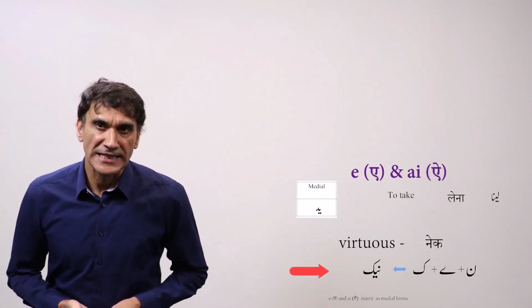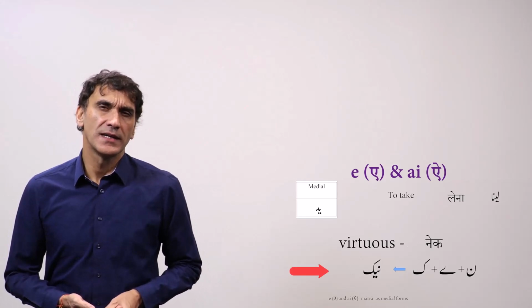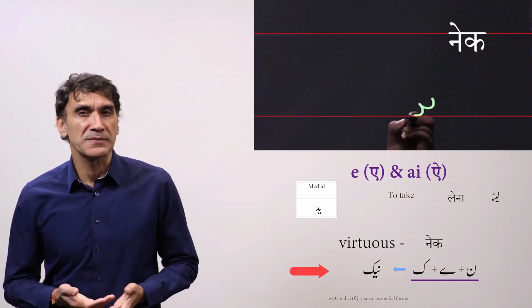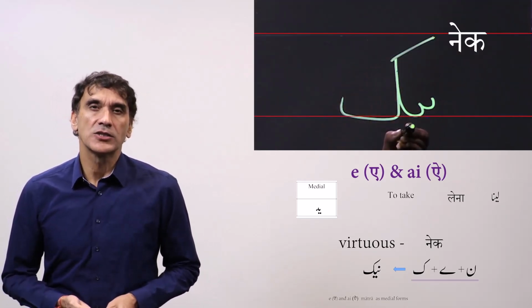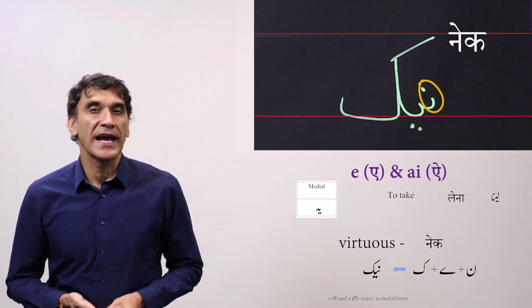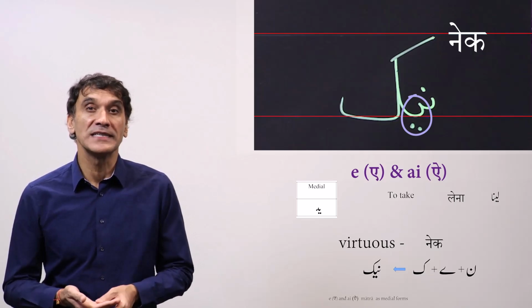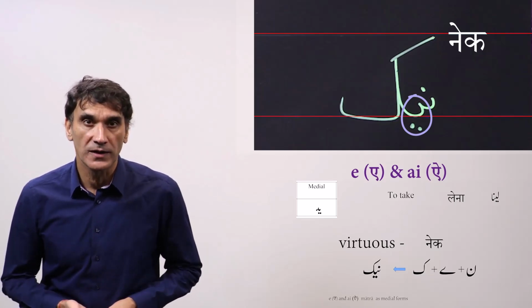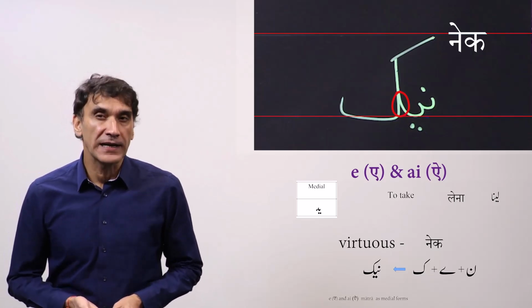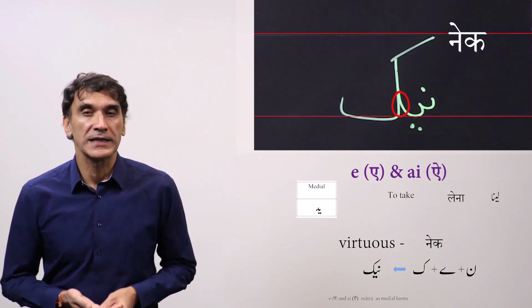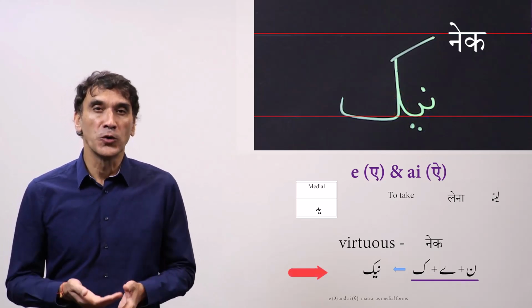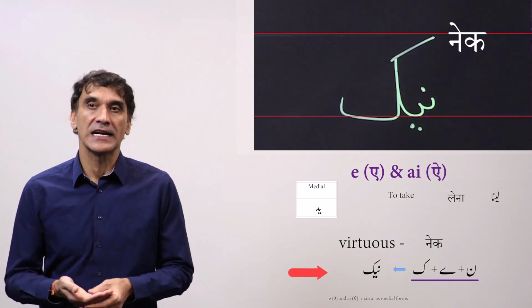The next word is nek, meaning virtuous. The spelling is noon plus badi ye plus kaf. So you write noon as initial and connect it to badi ye, which is written in the medial form. That means a sosha with two nuktas below. And badi ye will connect with the final letter kaf. Kaf will take the final form. So noon plus badi ye is ne, and then kaf, nek.